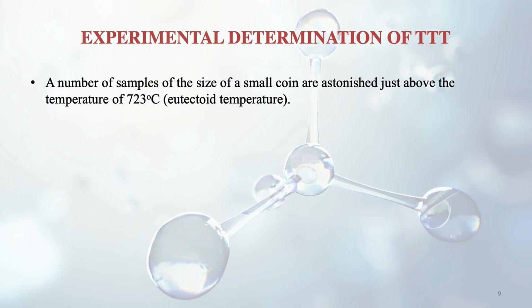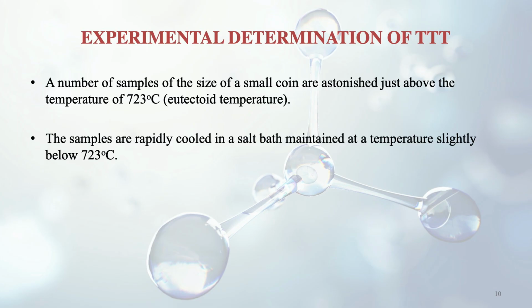So now we come to the time temperature transformation diagram. How is it obtained, how is it experimentally determined? A number of samples of the size of, say, small coins, like 50 paisa and 1 rupee coins, can be used, and they are austenitized. Austenite is a part of that diagram, so they are austenitized just above the temperature of 723 degrees centigrade. And what was that temperature? Like we discussed last time, it was the eutectoid temperature. Then the samples, after going up to this temperature, are rapidly cooled in a salt bath which is maintained at a temperature slightly below 723 degrees centigrade. A salt bath is a kind of furnace.